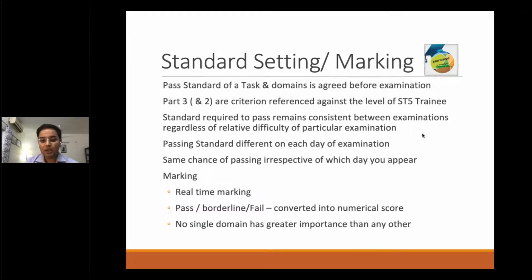Now coming to the standard, they say the standard required in any exam, whether it is the November diet or the May diet. Diet is when the entire exam is called a diet, and there are different circuits running in a diet.